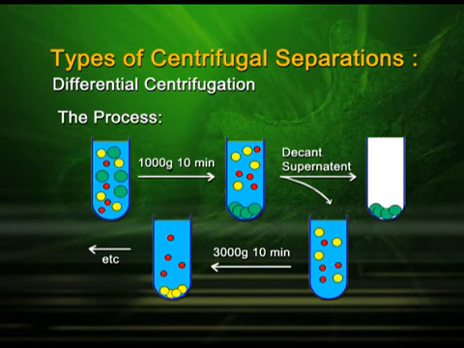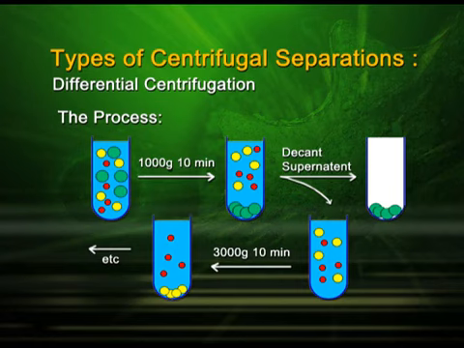When this cell homogenate is subjected to centrifugation at a particular RPM, the green colored particle, which is heavier or denser, will settle down and forms the pellet. Now, we go for the second mode of centrifugation where you take the supernatant, where you can see the red colored particle and the yellow colored particle.